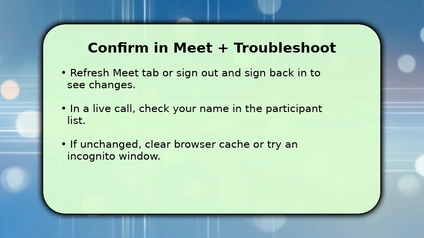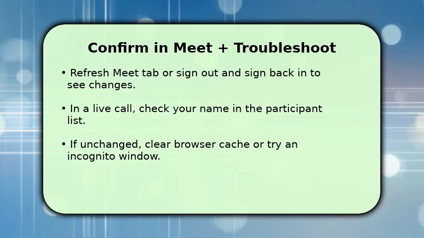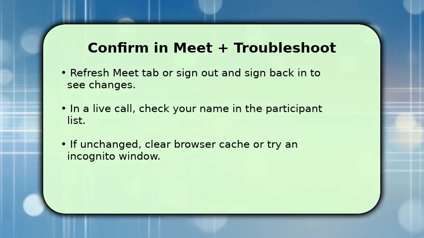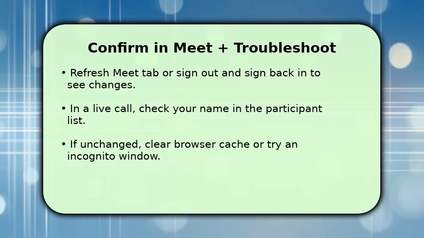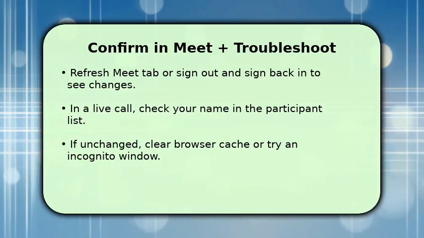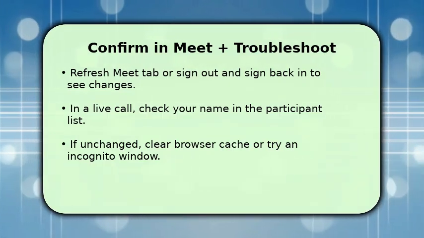If you still see the old name, make sure you edited the same Google account, then clear browser cache or open an incognito window. That forces Meet to retrieve fresh account info. If problems persist, repeat the name edit and give Google a few minutes to propagate the change.